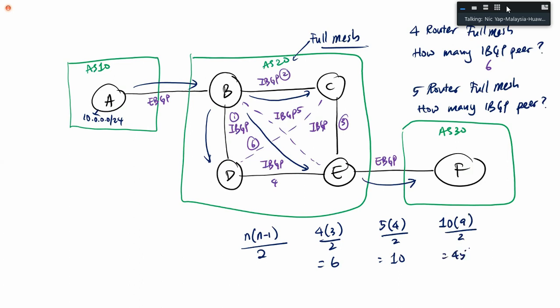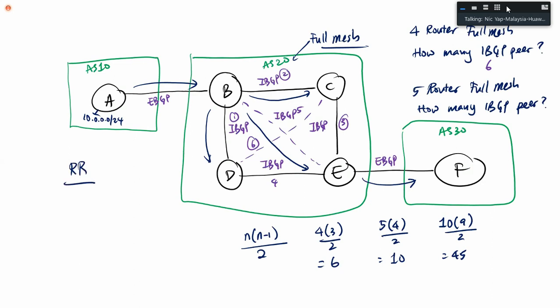So you keep on increasing. The more routers that you have, the more peers that you're going to build. Full mesh is good when your network environment is not too huge. But if your network environment is very huge, then it's not recommended to use full mesh. You can use route reflectors. Okay, using route reflectors to solve the problem.